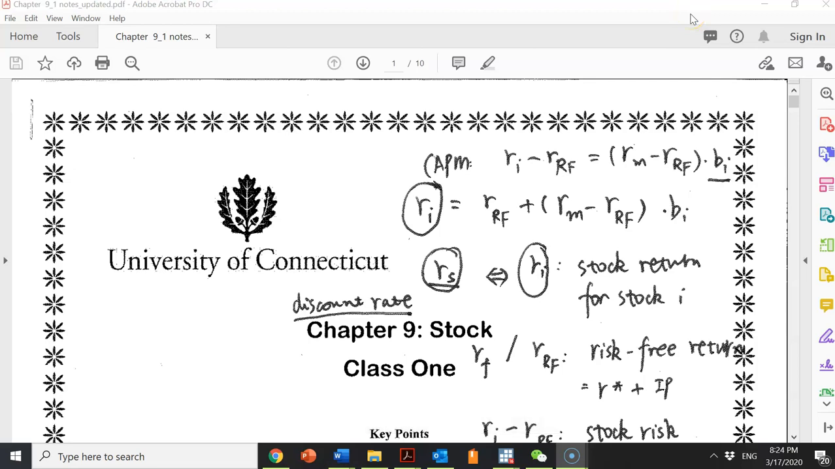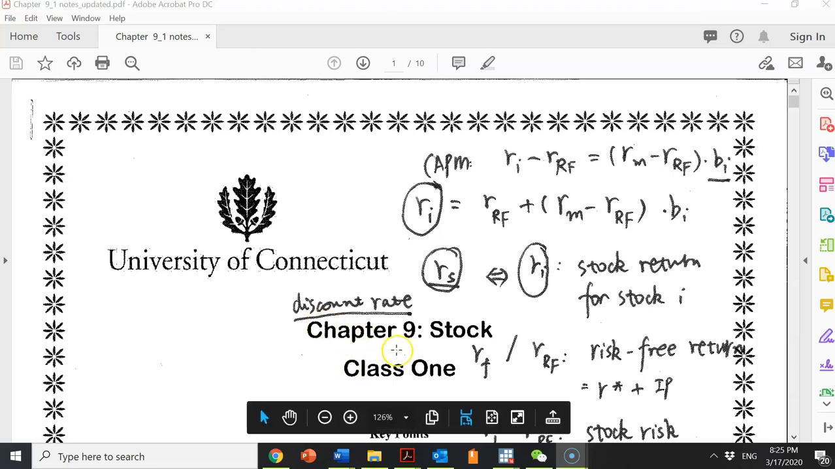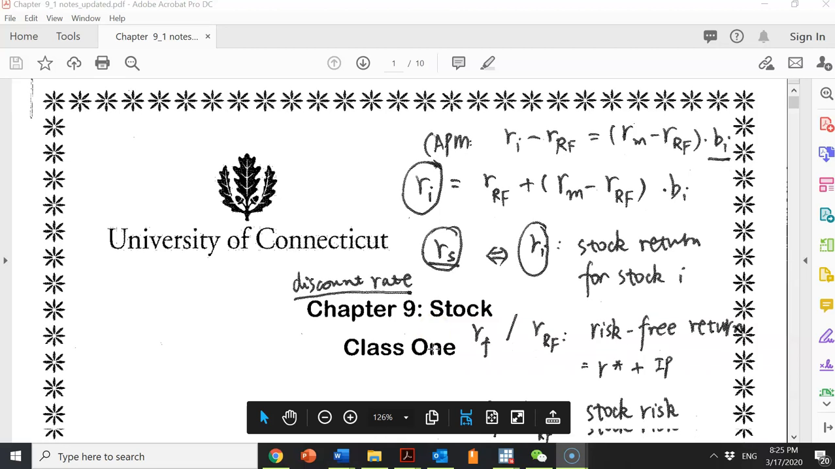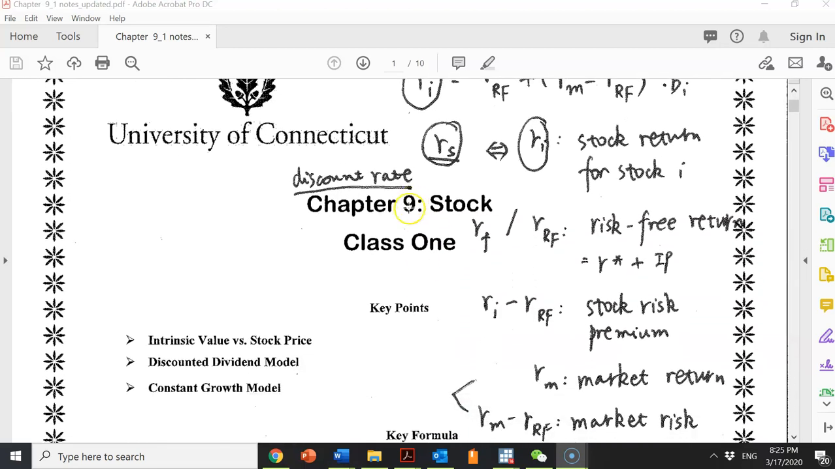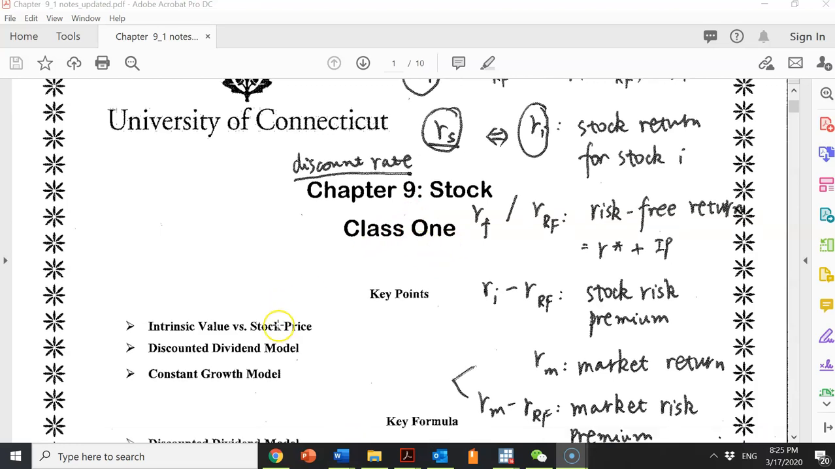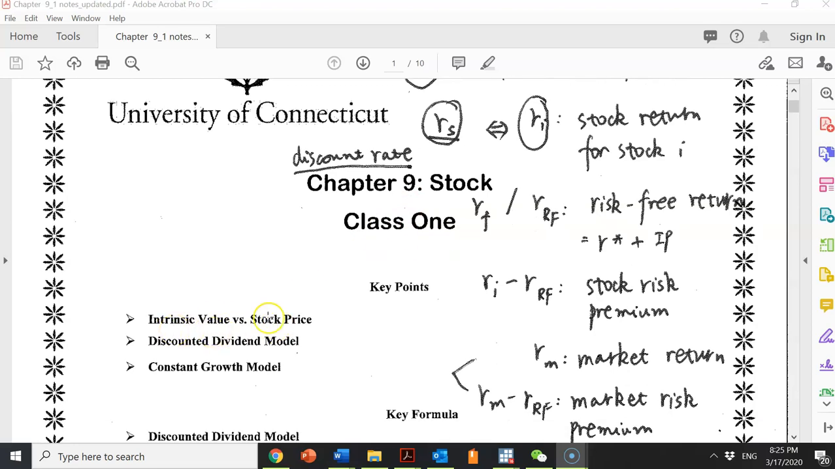Hi class. We're gonna start lecturing on chapter 9, stock. From today's class, we're gonna spend 3 lectures on this chapter. And in class 1, we're gonna introduce intrinsic value and how we compare intrinsic value to the estimated stock price from different models.